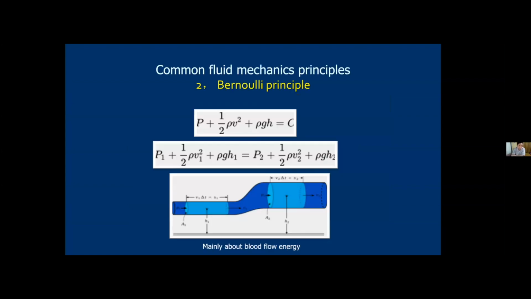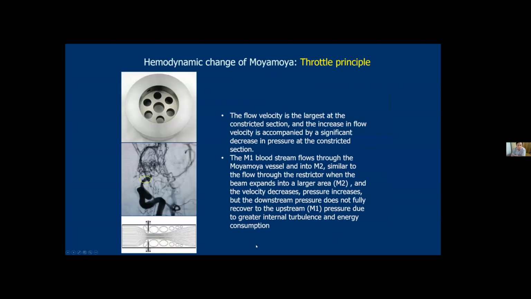The second common fluid mechanical principle is the Bernoulli principle. This is the Bernoulli principle. It's mainly about the blood flow energy loss. In moyamoya, we call it a slot principle. This is moyamoya syndrome.